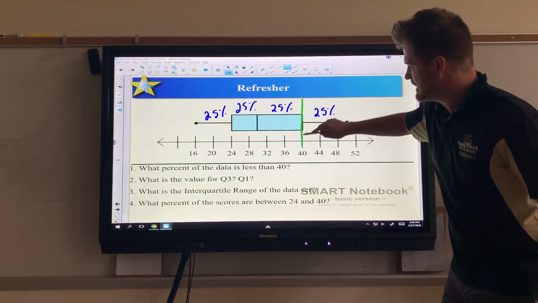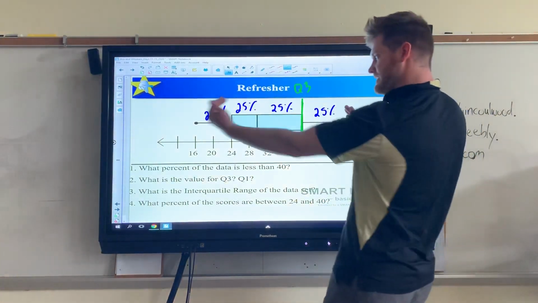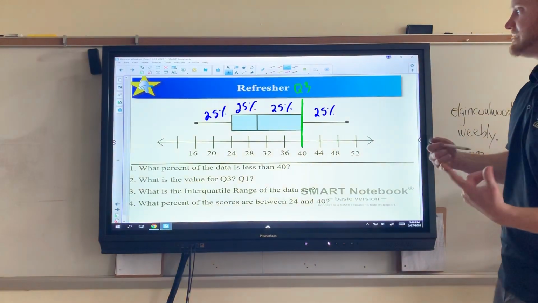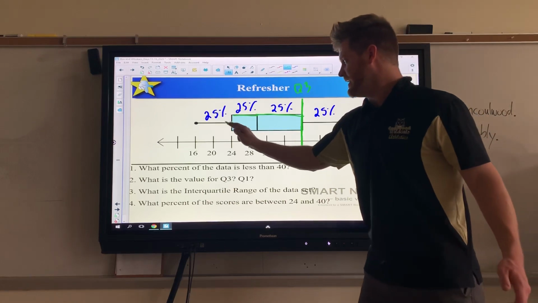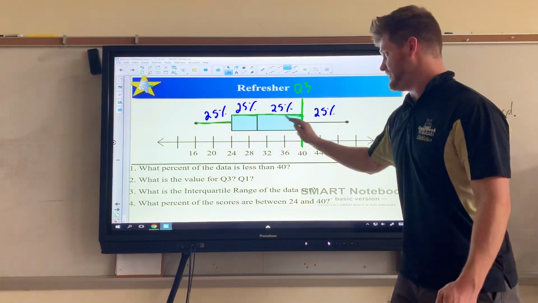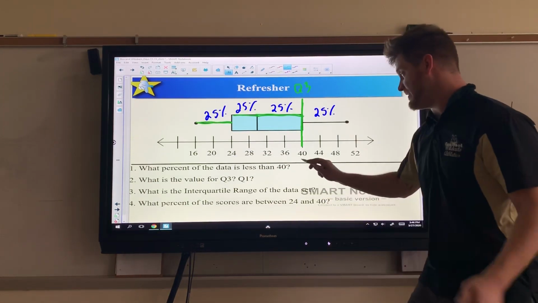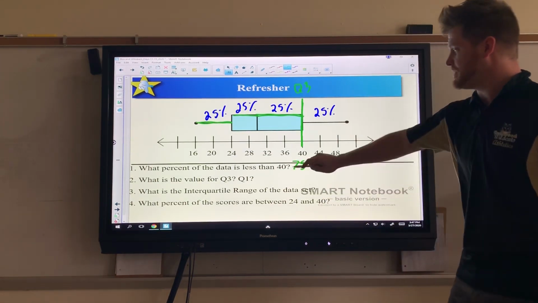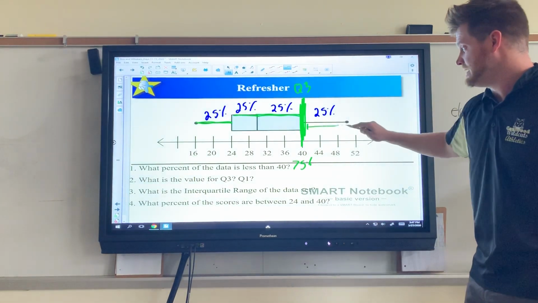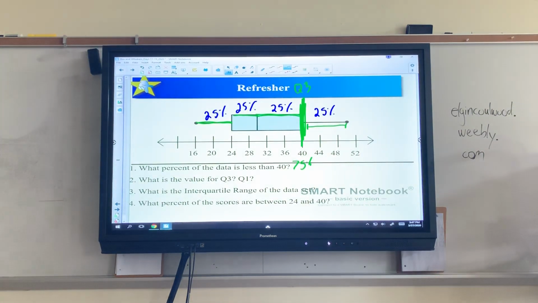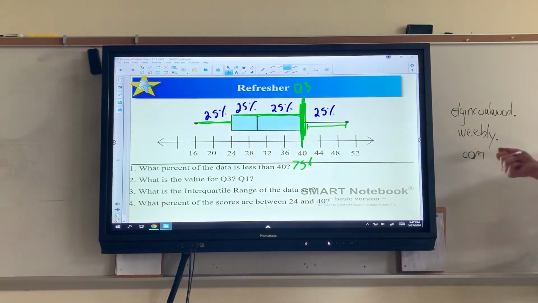Well, 40 marks Q3. Since we're talking about percents, I'm looking for how many of those sections are less than 40. We have 1 section there, another section there, and another section there. So we have 25% plus 25% plus 25%, which is 75%. So you can say 75% of the data is less than 40, which means just 25% is more than 40. Because there are 3 sections to the left of 40, 75% of the data is less than our Q3, or less than 40.